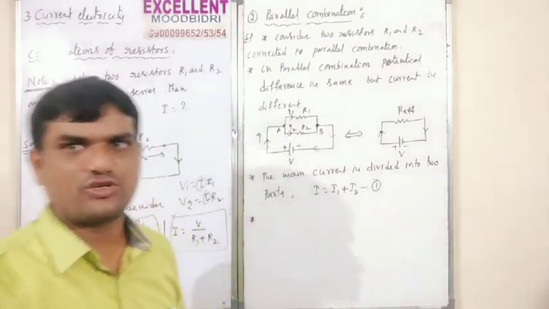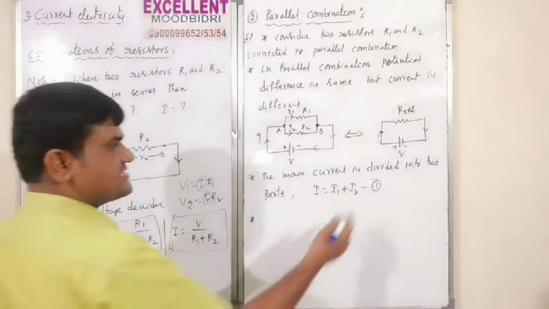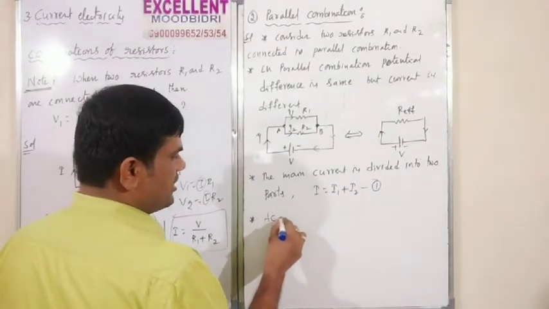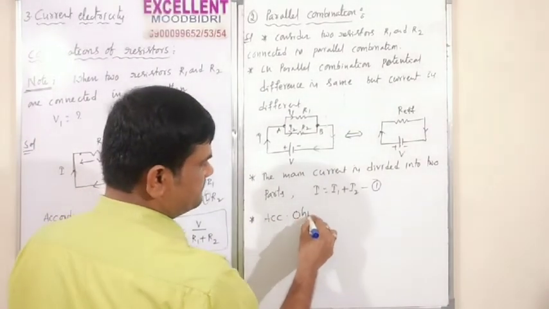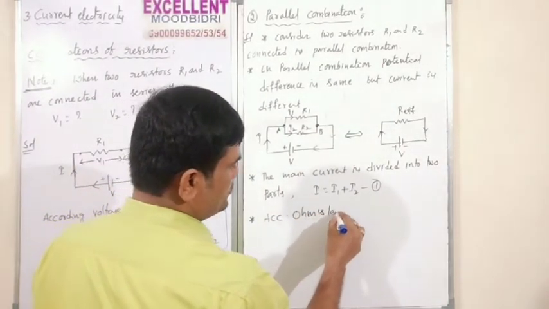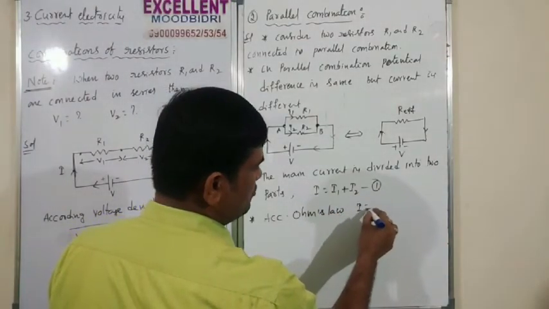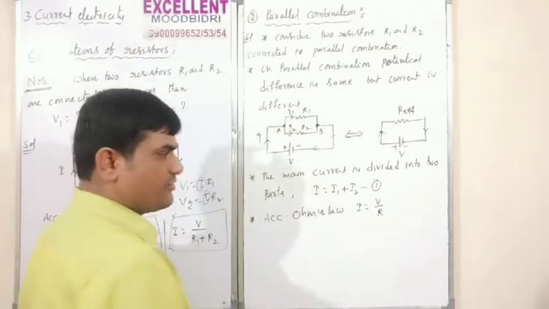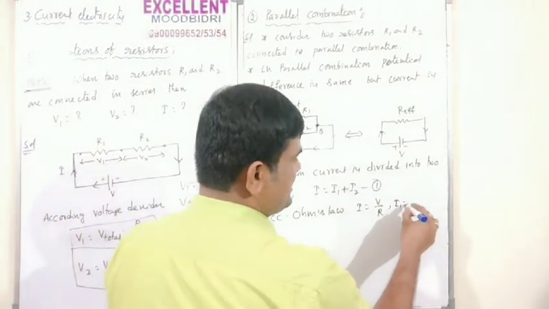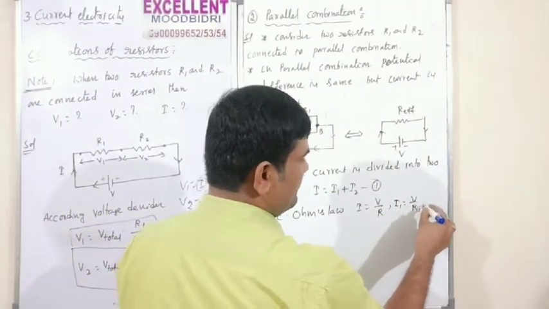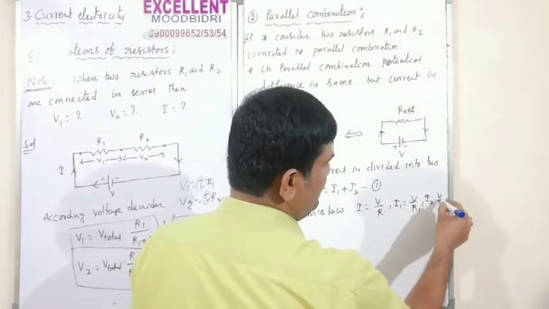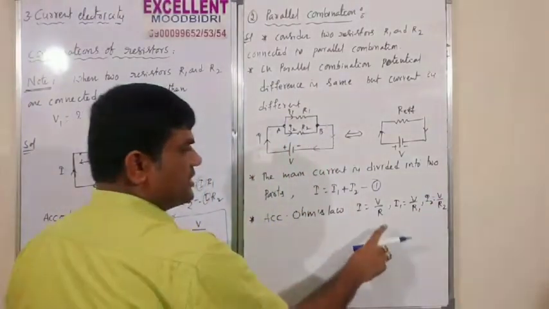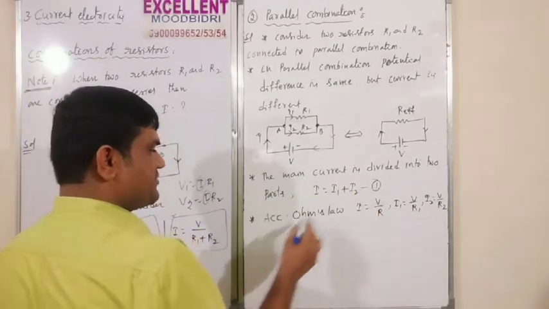Then I1 is equal to how much? I2 is equal to what? This is equation number one. Now, according to Ohm's law, we know already I is equal to V by R. Correct? Similarly, I1 is equal to V by R1, and I2 is equal to V by R2. Therefore, these values can be substituted in equation number 1.